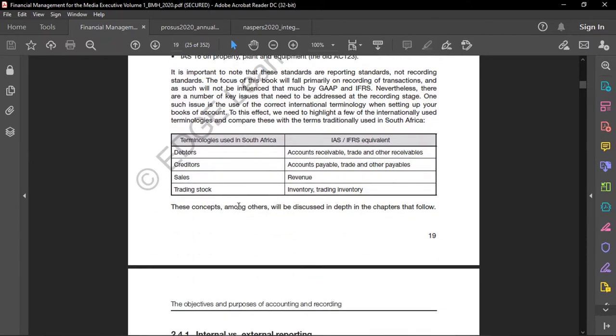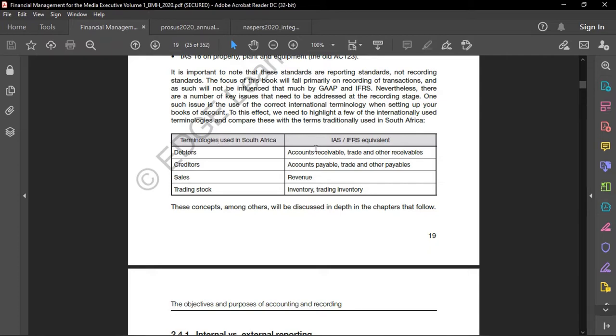Just something else to consider when looking at IAS. IAS is just the International Accounting Standard, and that's obviously outlined in the IFRS, the International Financial Reporting Standards. Right, just be careful of terminology. Terminology is used in South Africa. We generally refer to debtors, okay, instead of accounts receivable. That's more an American term, but it is pretty similar in terms of understanding.